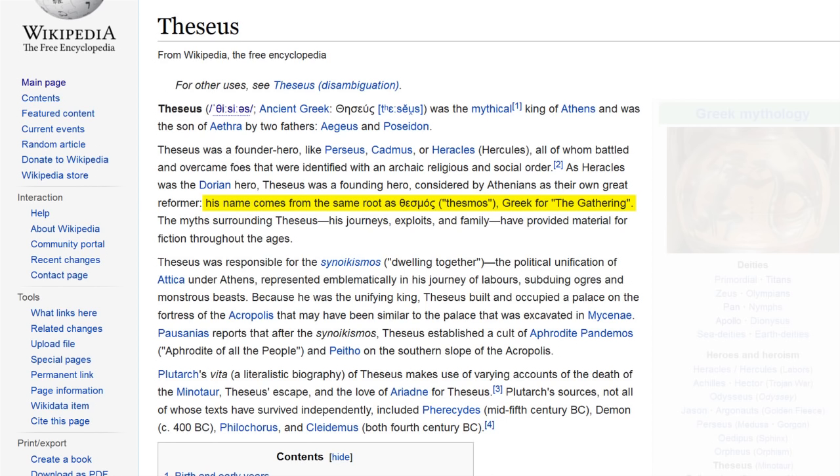But Theseus himself was also a shepherd king. He was known as a shepherd king, and that's primarily where he got his name, the gathering, from, because he gathered different groups together and unified them. And so they even understand the role of the shepherd king.